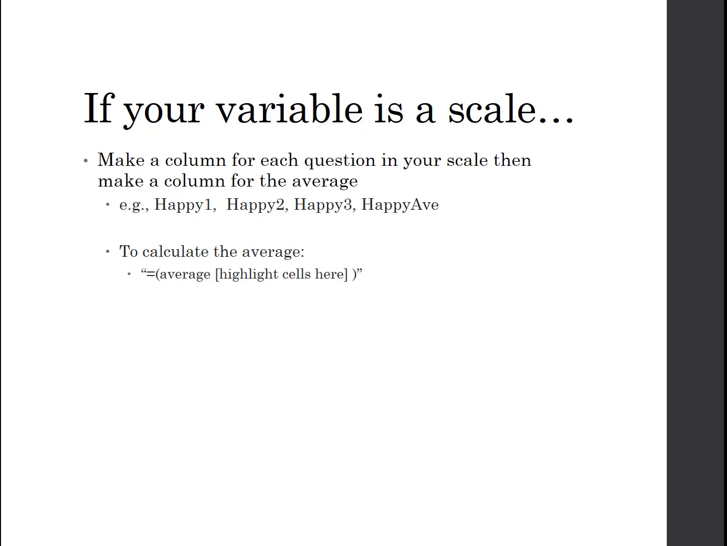In this slide, I show you the notation for how to have Excel calculate an average for you. You just type into the cell, equal sign, average, open parentheses. Once you've done that, it allows you to highlight the cells that you want to include in your average. Once you've highlighted all your cells, close the parentheses and hit enter.